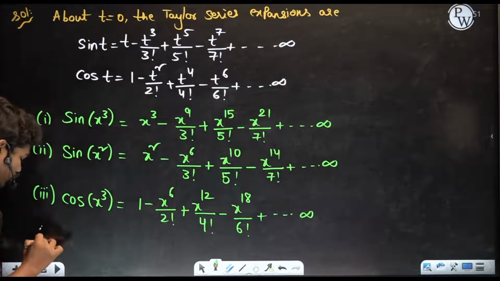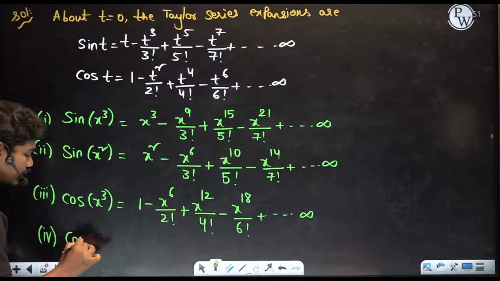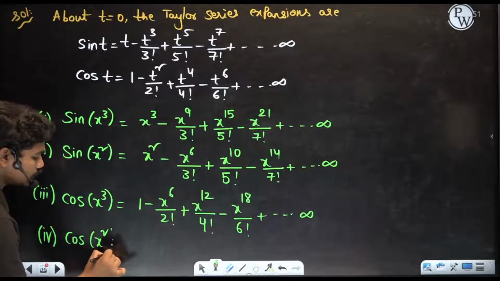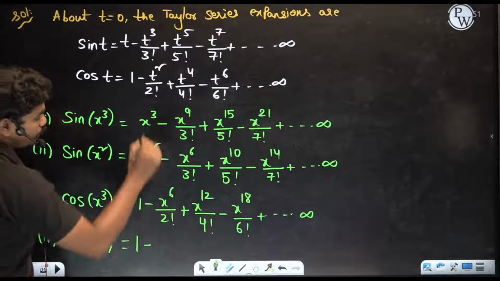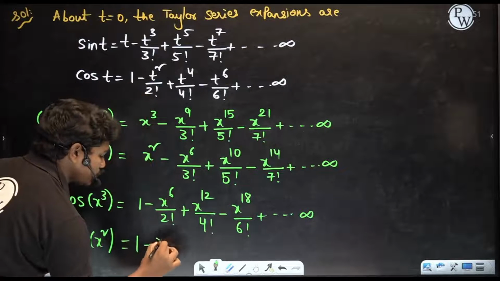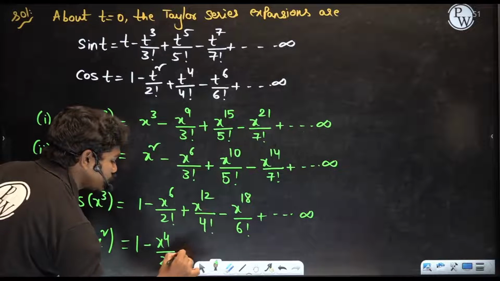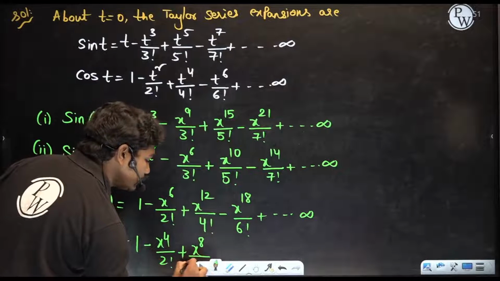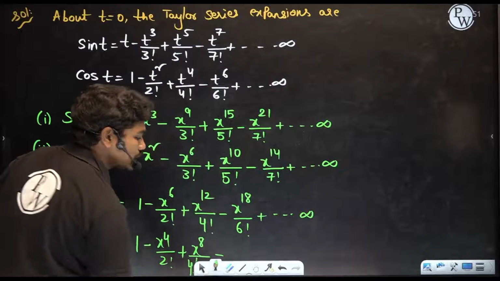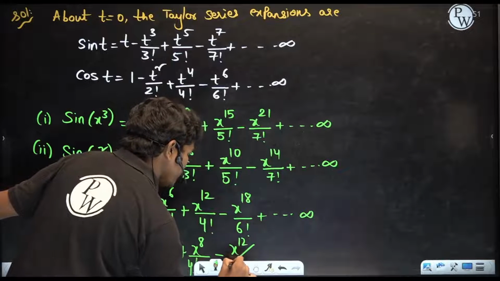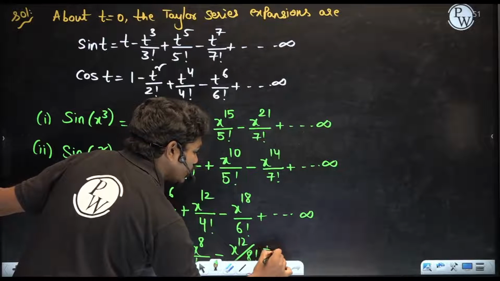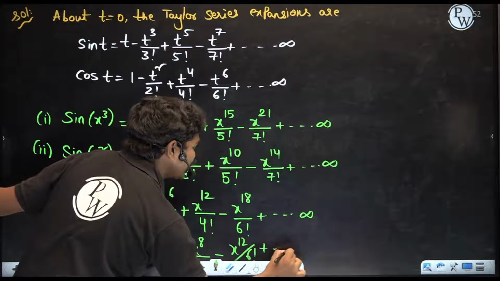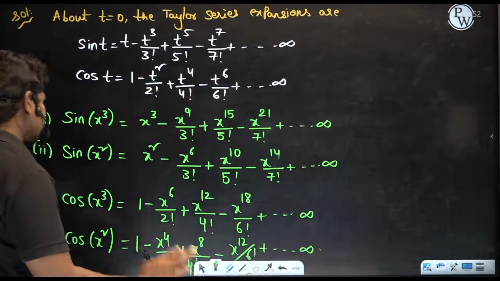And what about the fourth term? Cos x square, I guess, correct? Cos x square, fine. So if this is cos x square, then 1 minus x square whole square, so x power 4 by 2 factorial, plus x square whole power 4, x power 8 by 4 factorial, minus x power 12 by 6 factorial, sorry, I'm sorry, this is 6 factorial, and so on to infinity. So these are the Taylor series expansions.